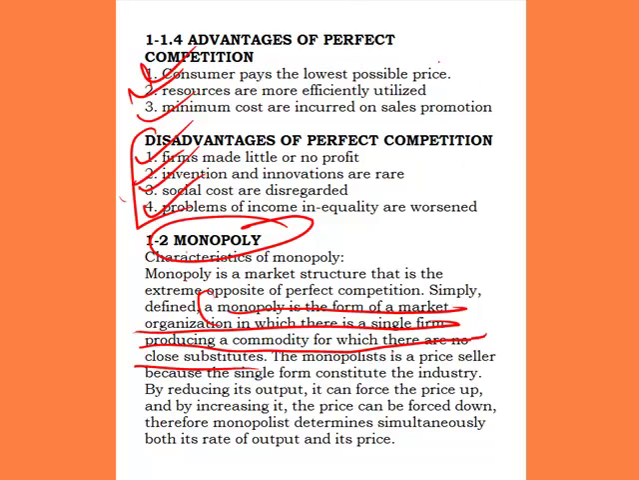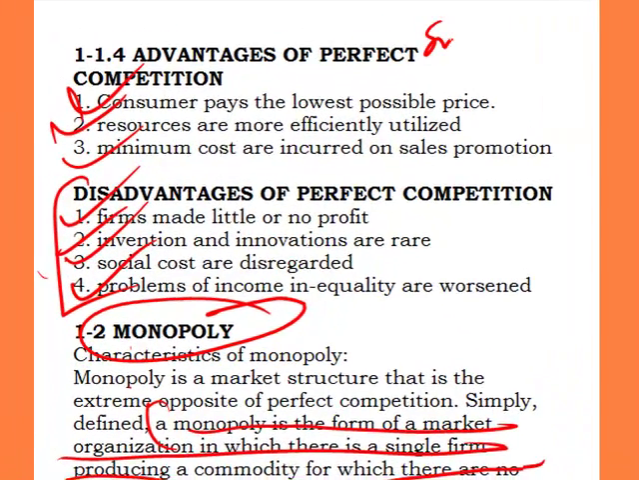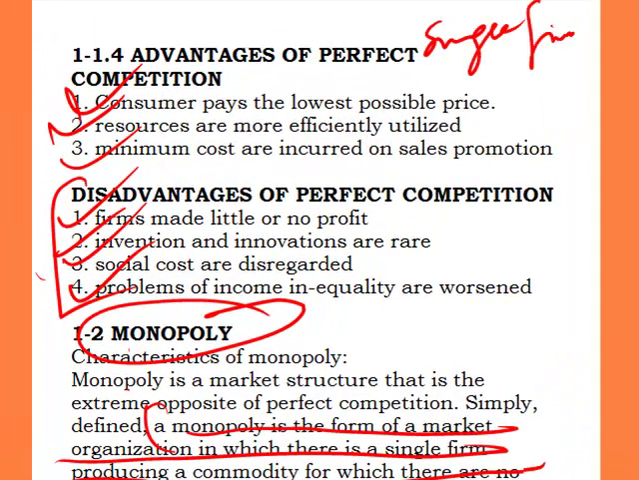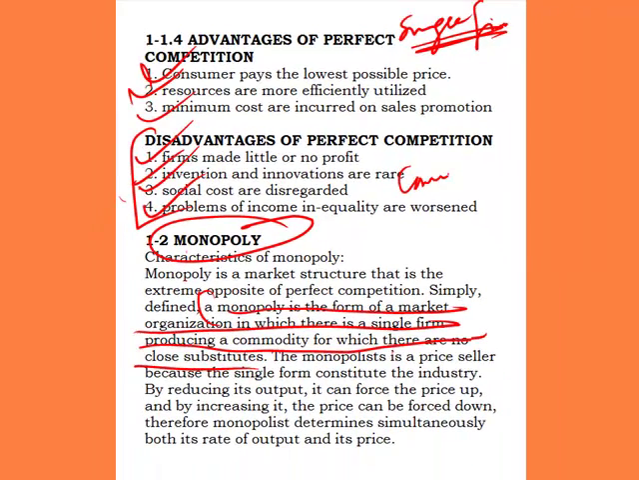So when you have a market in which a single firm produces a commodity, and that commodity does not have a close substitute, it can't be easily replaceable, that kind of environment or market is what we call a monopoly. There is a single player in that market. This is a sharp contrast to perfect competition.